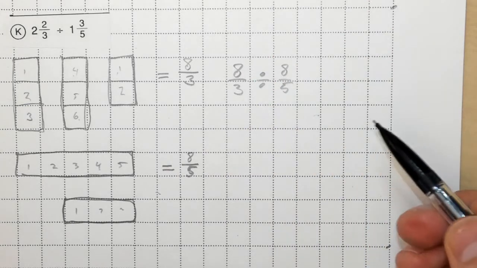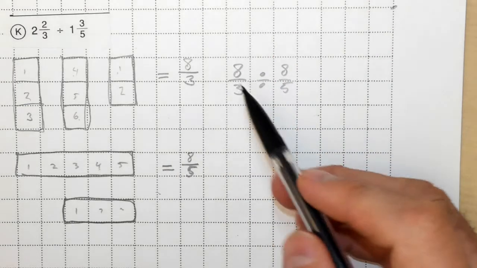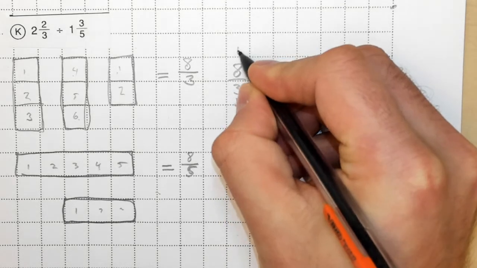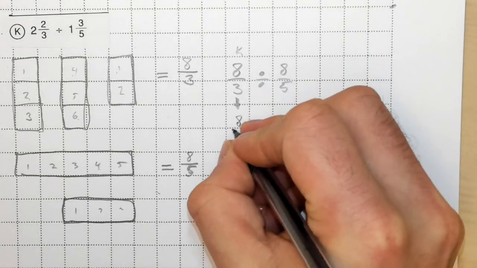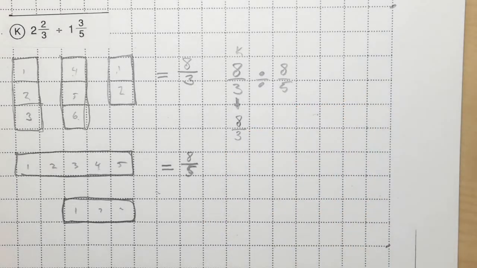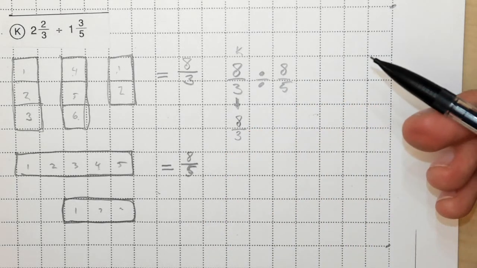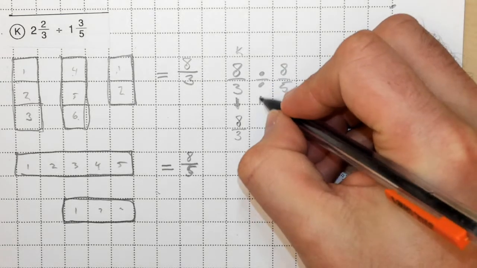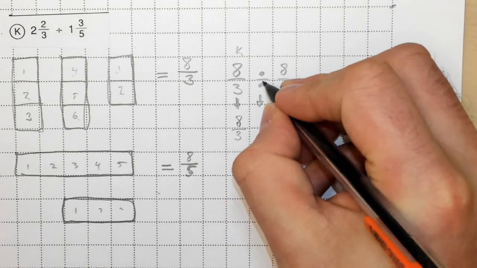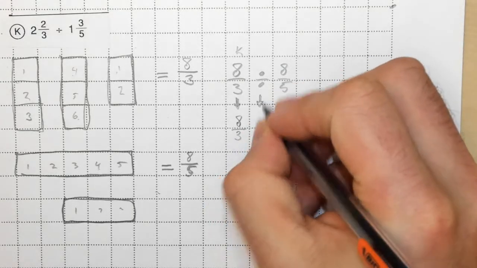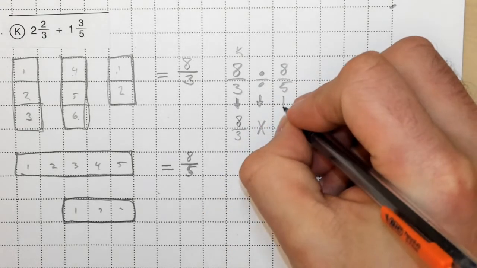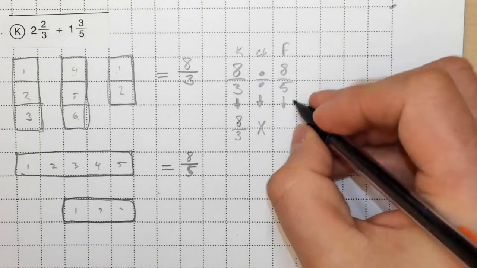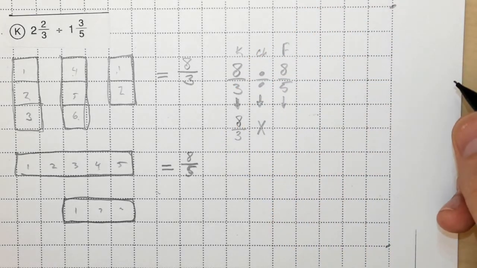I'd say, okay, well, our algorithm is keep, change, flip. So we keep this first number, keep, that stays 8/3. We've learned this in class, so if you don't understand why keep, change, flip, maybe I'll make a video another time, but today we're just operating on the understanding of what we've talked about in class. Change, so we change the multiplication or division to multiplication, and then flip. So keep, change, flip.